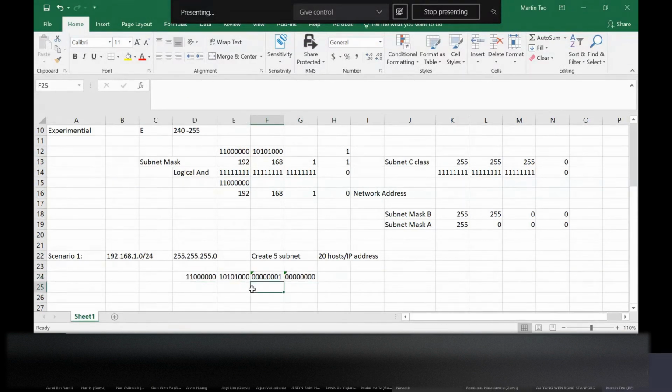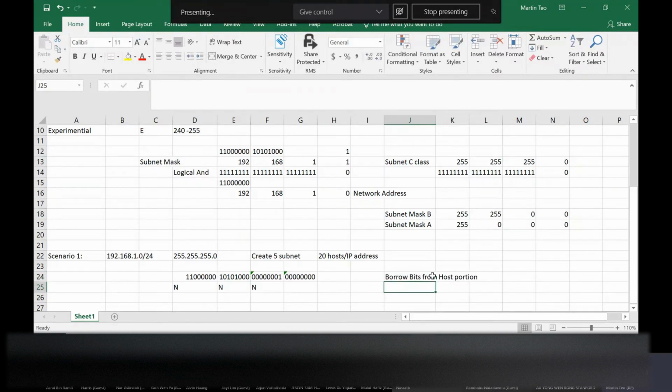Okay, now remember our class C here is /24, right? So the first 24 bits are the network portion. I put an N. Okay, now I need to create 5 subnets. How to create 5 subnets from this given IP address? Okay, we need to use the notation called borrow bits from host.